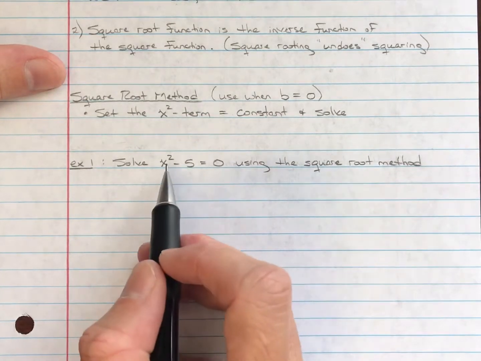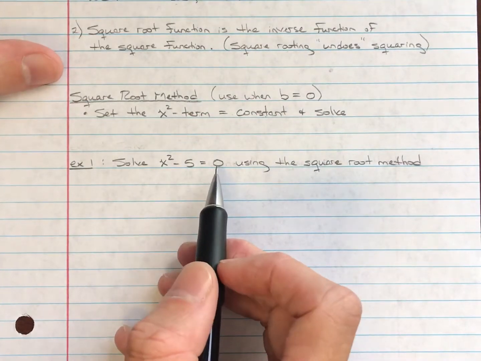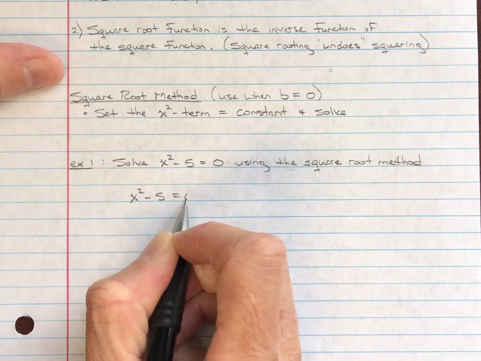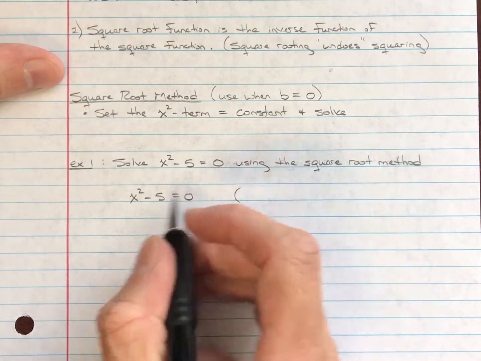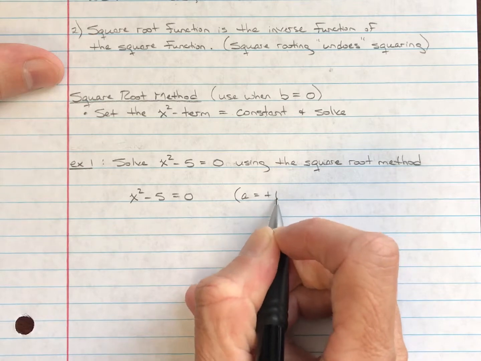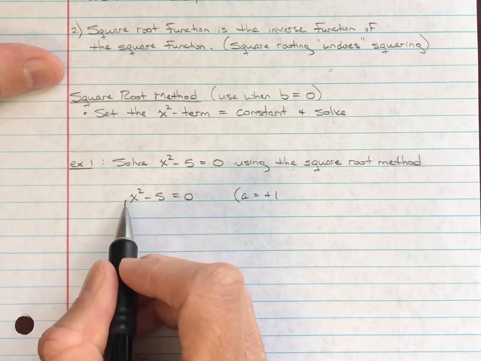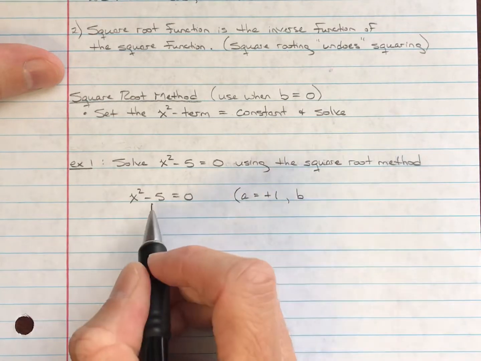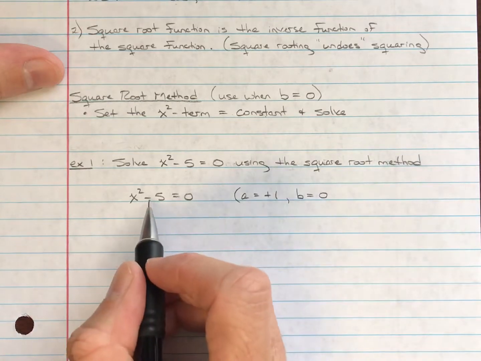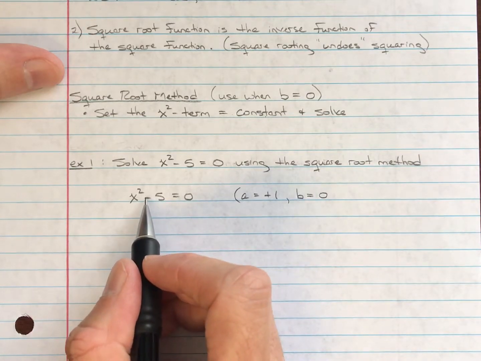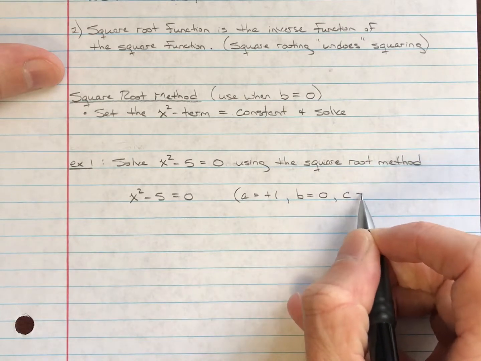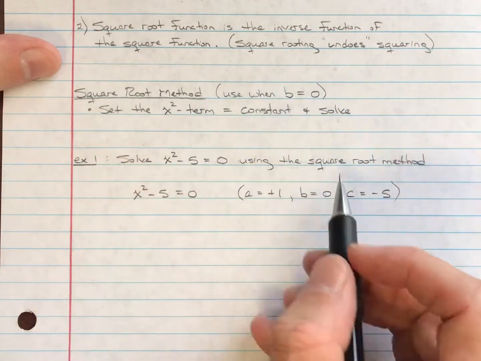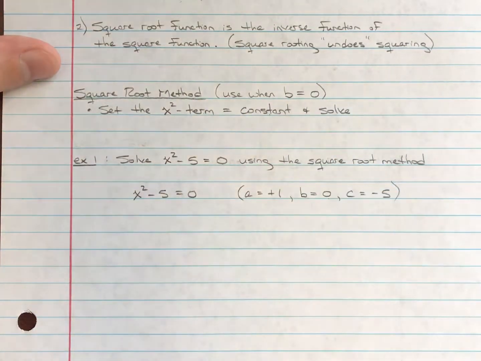So here's the quadratic: x squared minus 5 equals 0. I'm going to just review with you. In this case, a is equal to positive 1. The coefficient of the x squared term is 1; there's always an understood 1 there. We know here we don't have an x term, so b must be 0, because 0 times x would mean I'd have nothing there. And our constant term, c, is equal to negative 5. So again, the square root method is a nice thing to use whenever b is equal to 0.